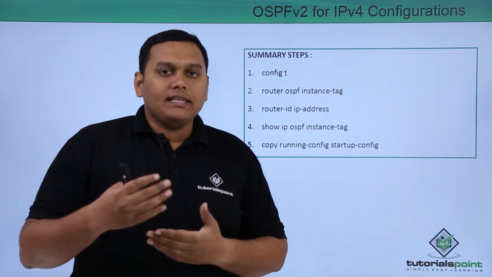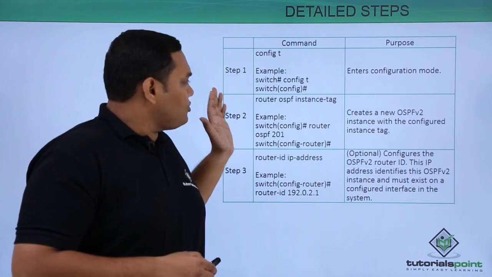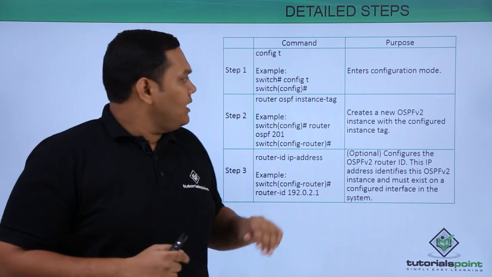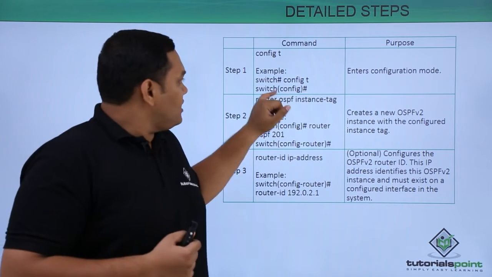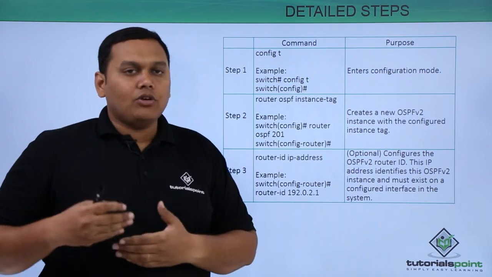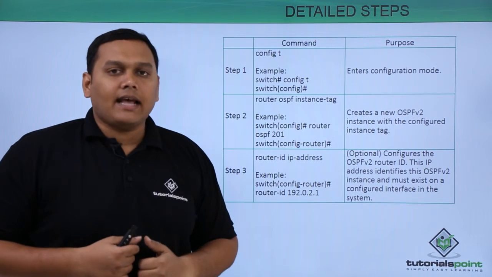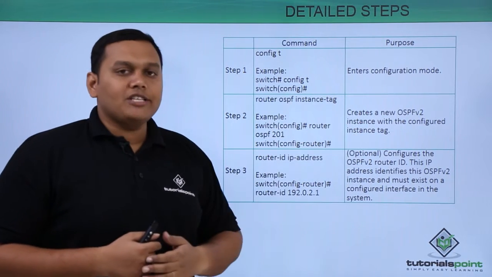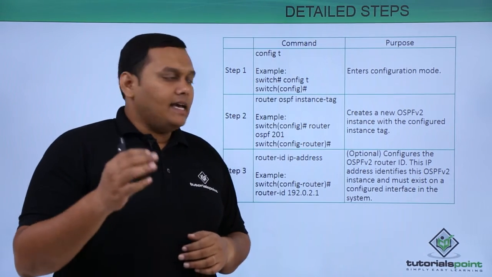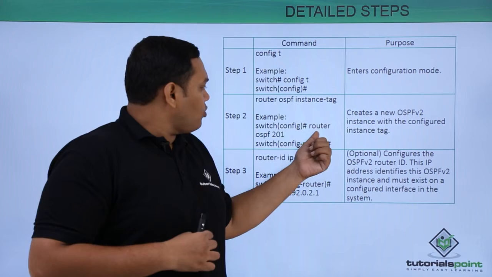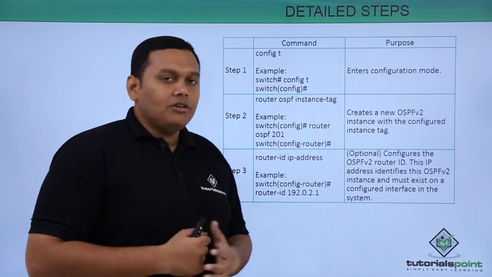We will be discussing the detailed steps in the next slide, and here it is. You see the detailed step 1, step 2, step 3, followed by step 4 and step 5. For step 1, when we use config t, for example switch# config t, it enters into the configuration mode. Step 2: router ospf instance-tag. The purpose is to create a new OSPFv2 instance with the configured instance tag. For example, switch(config)# router ospf 201 enters into the router configuration mode.